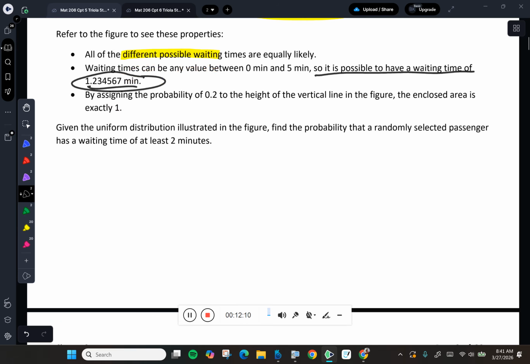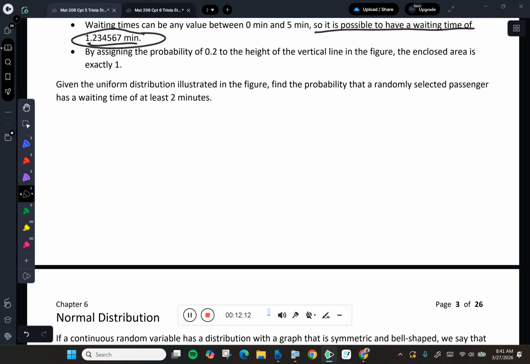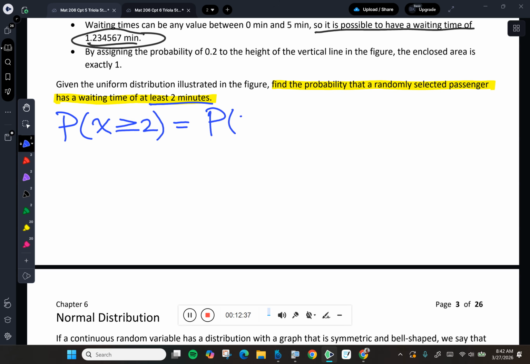All right, so given this information, our first example for working a problem is we're supposed to find the probability the randomly selected passenger has a wait time of at least 2 minutes. So the first thing I'm going to do is turn that statement into a probability statement. I'm going to find the probability that x is greater than or equal to 2. Now, in terms of our problem, what that really means is this.